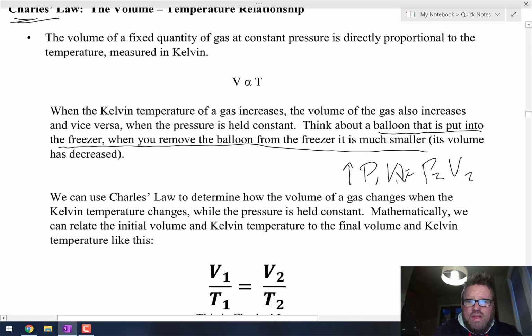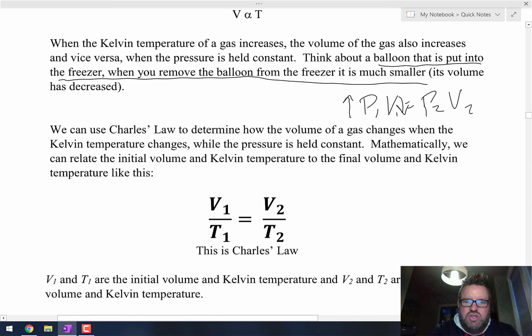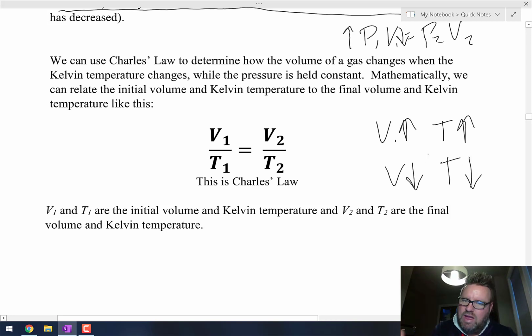It's directly proportional instead of inversely proportional to each other, like in Boyle's law. So the volume and the temperature are directly proportional to each other, which means that with Charles' law, when the volume goes up, the temperature goes up. If the temperature goes down, the volume also goes down. That's a direct relationship. This is true, and this is true.